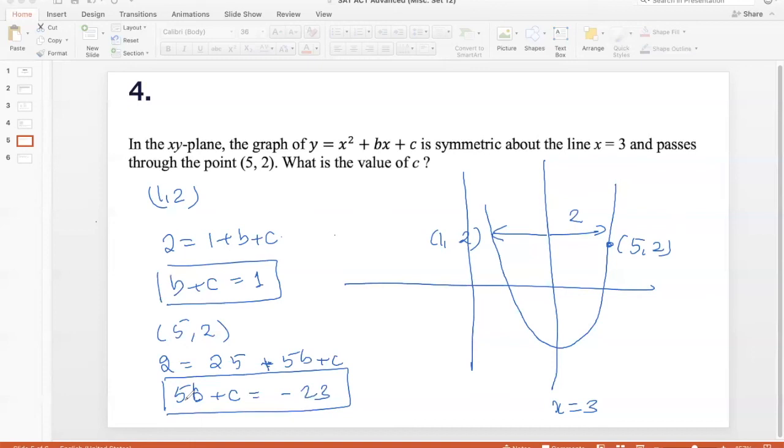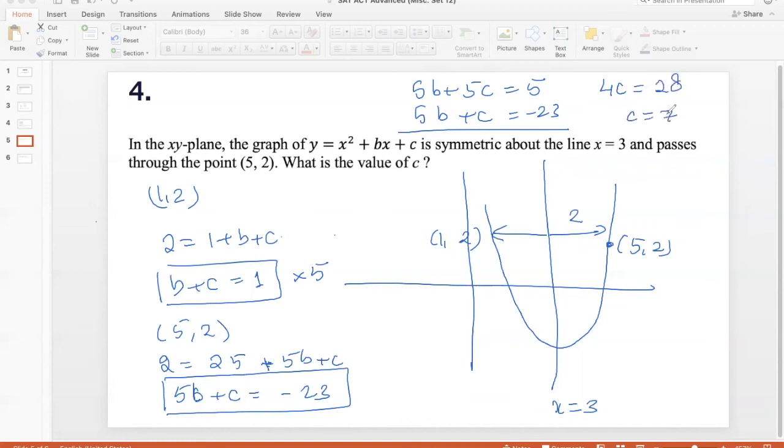Now, since I need c, I should multiply this equation by 5. So my equation becomes 5b plus 5c is 5. And the other equation is 5b plus c is minus 23. And now if I subtract these two equations, I would get 4c is 28. And therefore, c is going to be 7. So the value of c is 7.